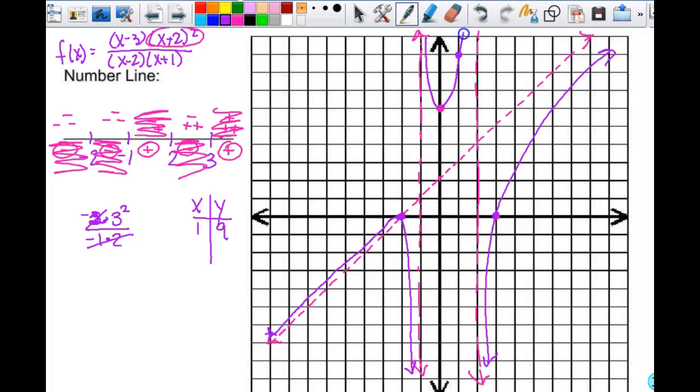I don't know necessarily that my y-intercept is the minimum, but that's what we're going to go with right now because it's the best we can do. Okay, we good? Questions? All right. Look at number 7.